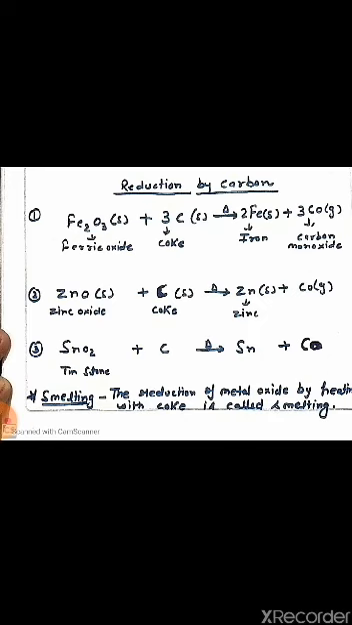The main point is smelting. Sometimes the question is asked, what do you mean by smelting? The answer is: the reduction of metal oxides by heating with coke is called smelting. That is the easy definition. The reduction of metal oxides by heating with coke is called smelting.